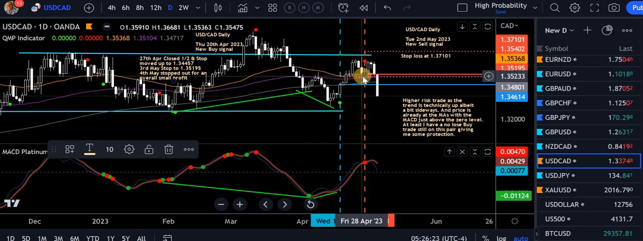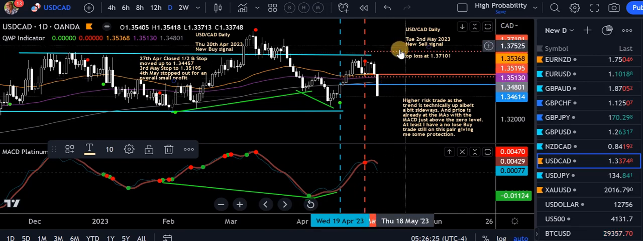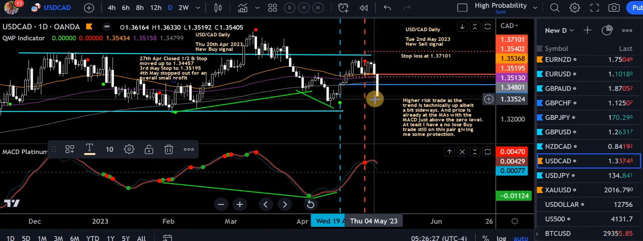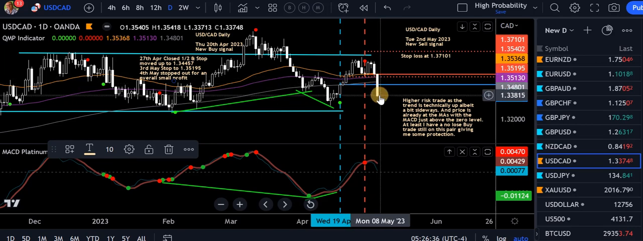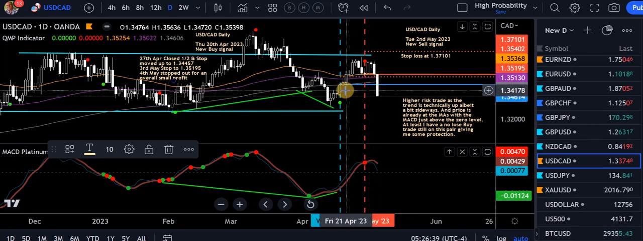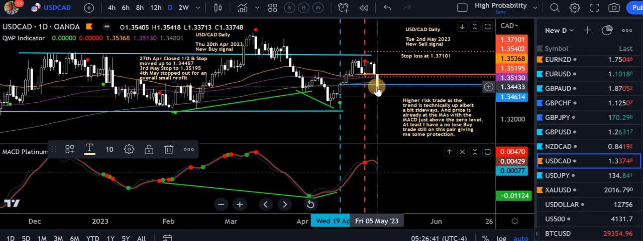Then we've taken this sell trade on the 2nd of May, and as I said, the Canadian employment numbers come out on Friday, and obviously had a big effect on the Canadian dollar, and bang, off she goes, which is great. So we're no longer in the buy. We took a small profit in the buy. We're in the sell. That's looking pretty good.